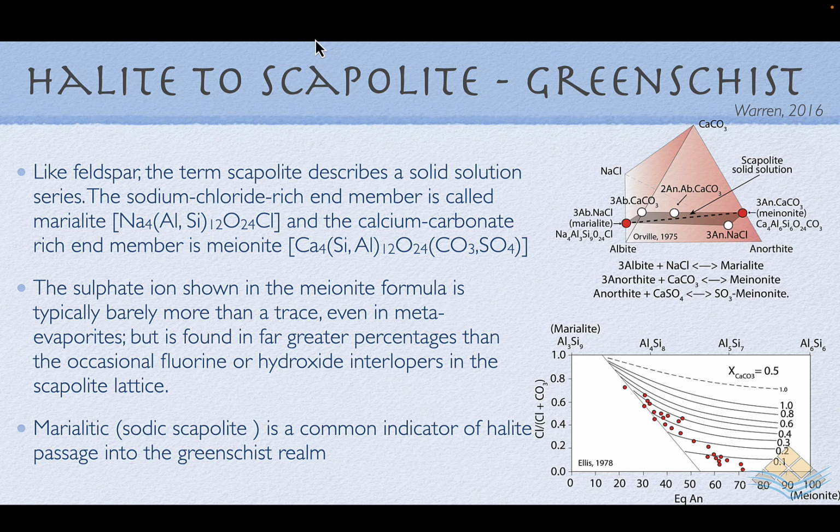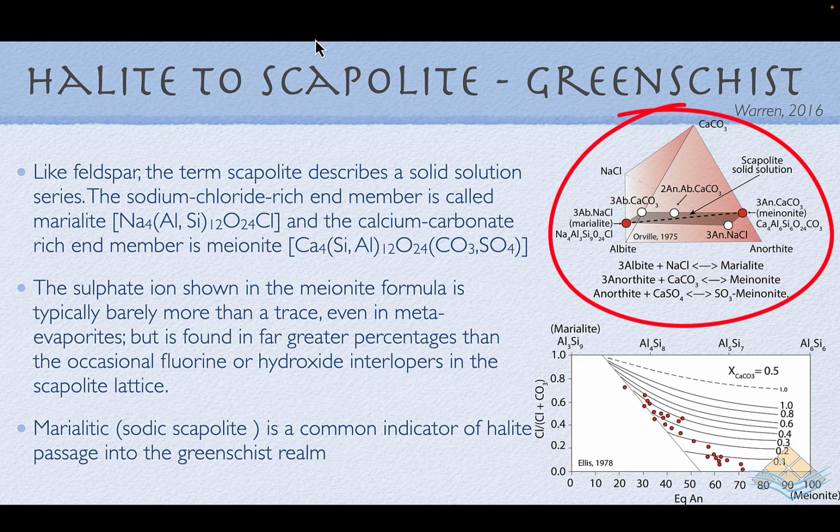And there's another form, which is the sulfate ion in that meionite form. So you can think of this solid solution series in terms of its compositional variation. We can take 3 moles of albite and 1 mole of sodium chloride, and combined we will make marialite, the sodic scapolite. Or we can take 3 anorthite feldspars and add some calcium carbonate, and we will get meionite. And if we add some calcium sulfate to anorthite, we will get a sulfur-rich meionite.